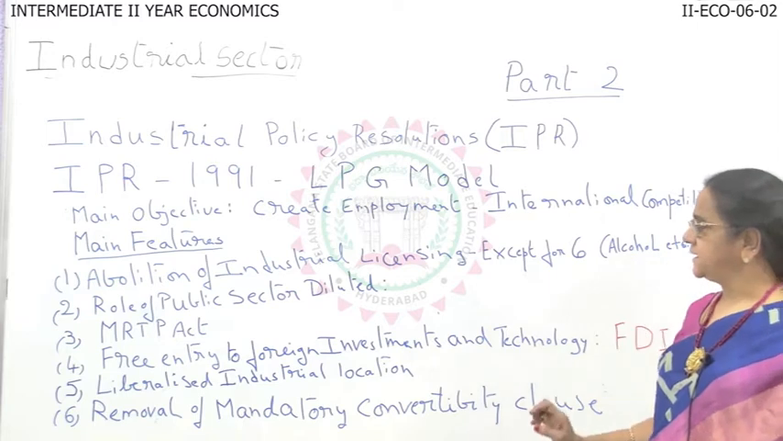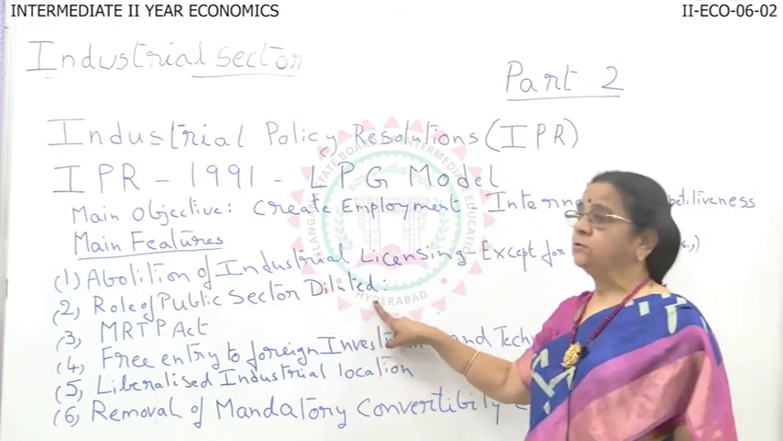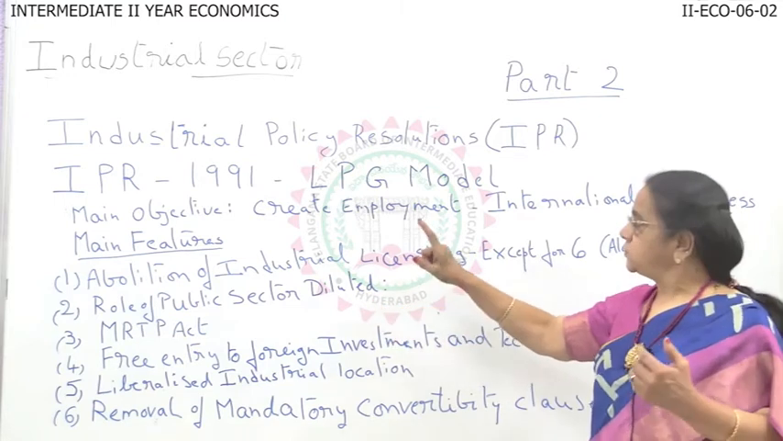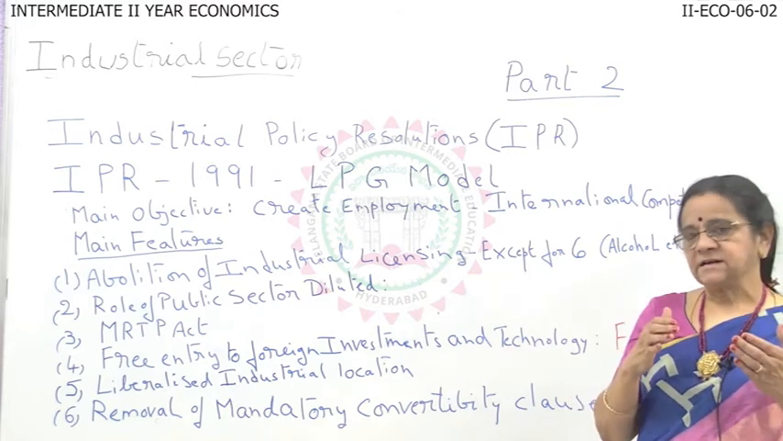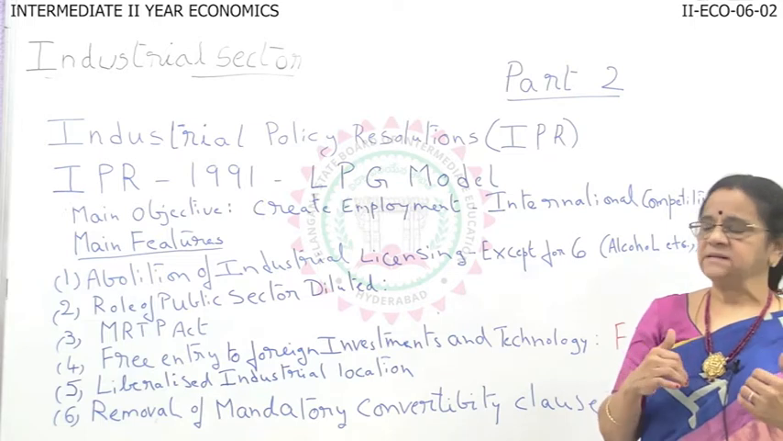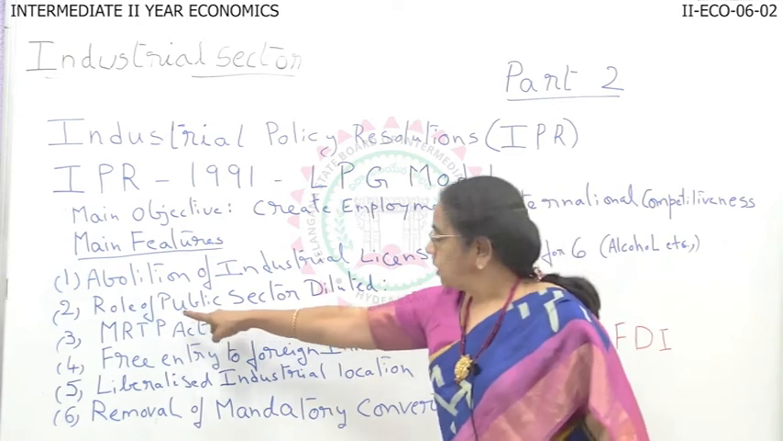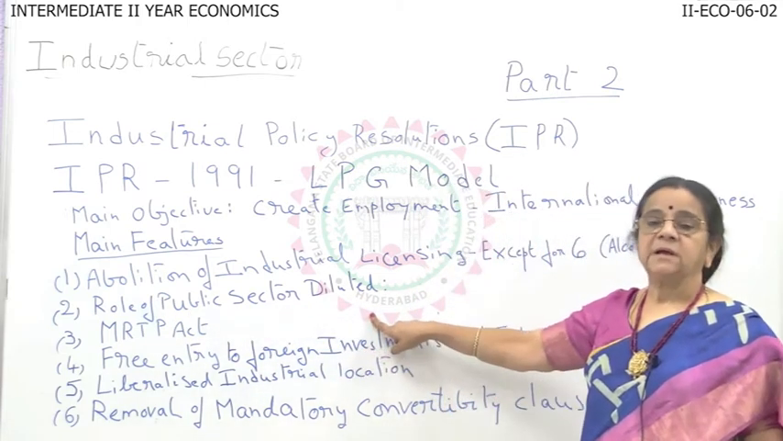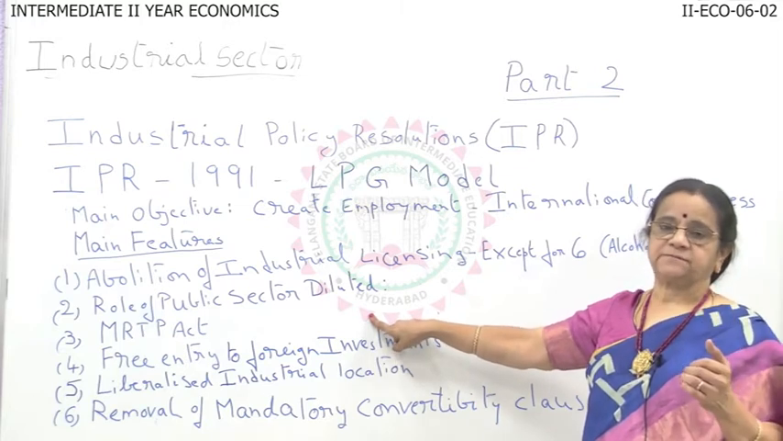Then the second is role of public sector diluted. I have already told you in the introduction that the public sector miserably failed in its performance. So, the second feature is very important: the role of the public sector was diluted, the role of the public sector was reduced.